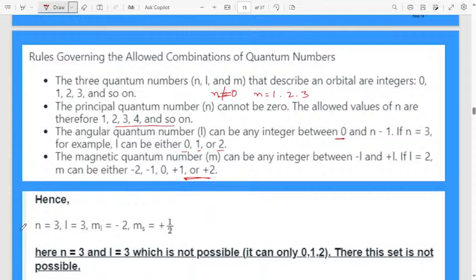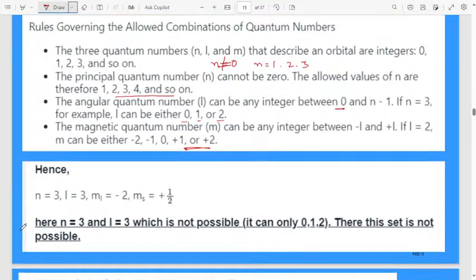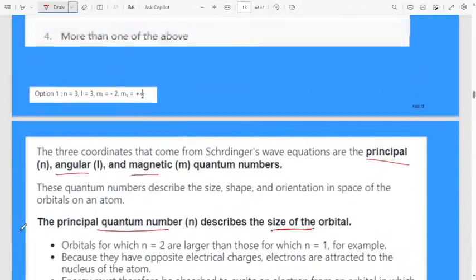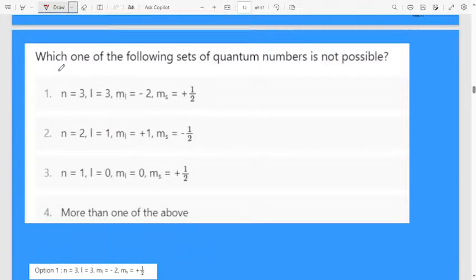Hence, for n equal to 3, L equal to 3, m equal to -2, and spin plus or minus 1 by 2, this is not possible according to my explanation. Therefore, which one is not possible here? Option 1 is not possible here. The question asks which set of quantum numbers is not possible. This one is not possible: n equal to 3, L equal to 3, m equal to -2, ms plus half. This set of quantum numbers is not possible.